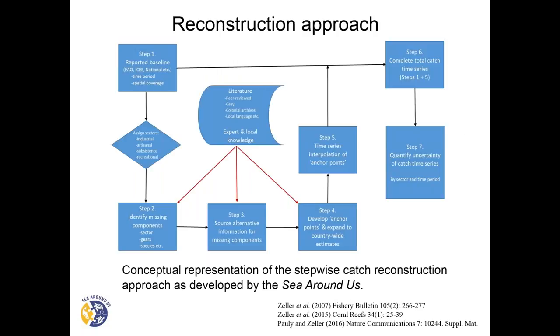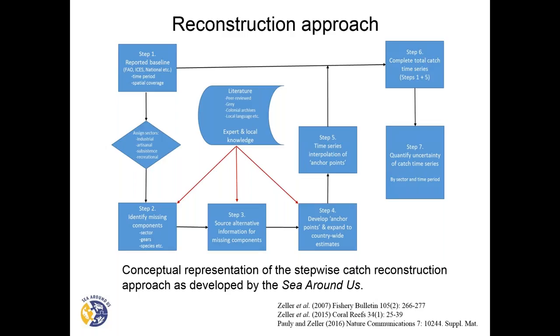The overall reconstruction is basically a seven-step process which starts with closely examining the official reported baseline data as countries report to FAO, or in the cases of those countries that do not report to FAO, because there are quite a few for various reasons, FAO derives their best estimate of the official reported statistics. We evaluate these data not only on their content, but also what they represent, i.e. how are they collected within the country, because that determines what may or may not be included.